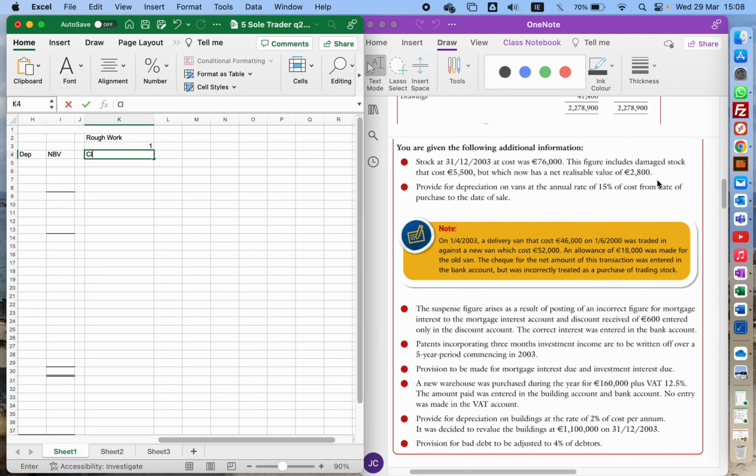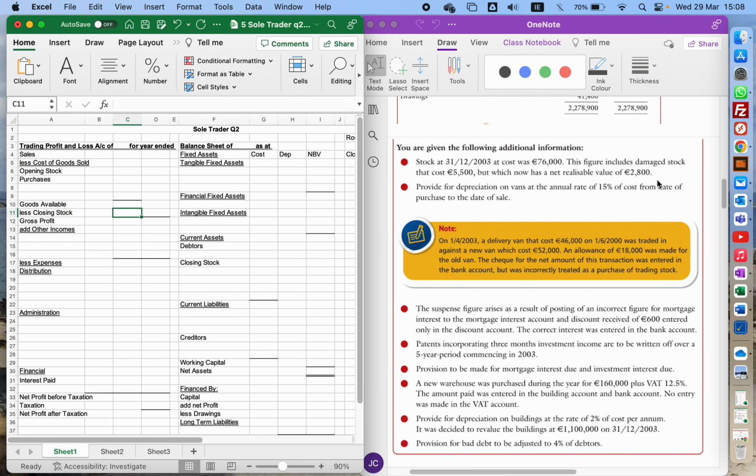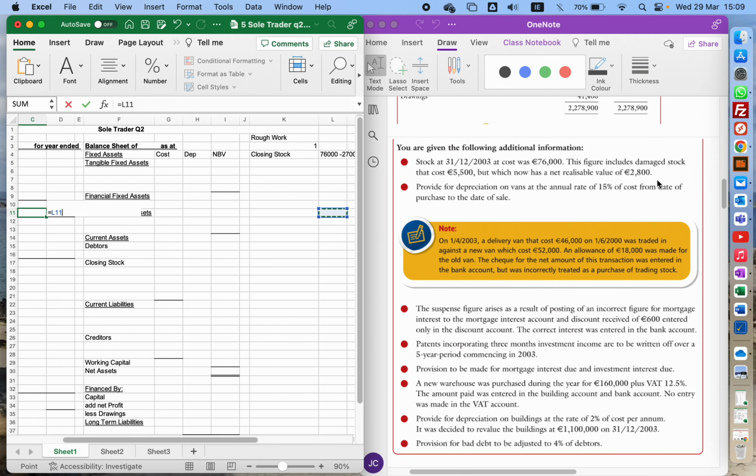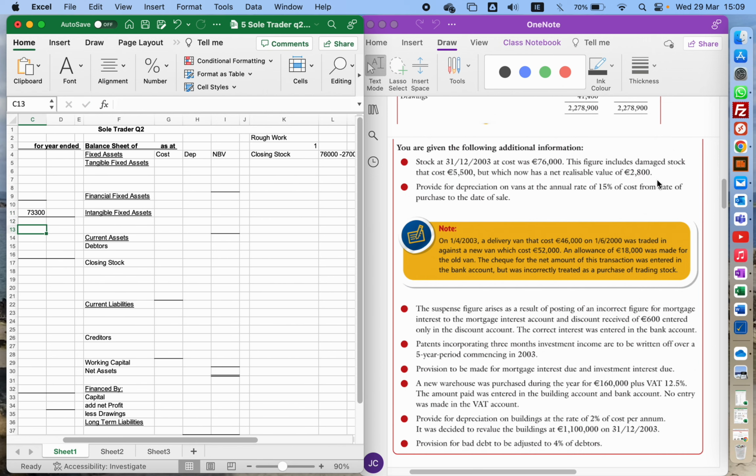So that means my closing stock is worth 76 minus 2.7. Okay, so 73,300. So I'm going to put that straight into where it should go in the question. So closing stock always goes in trading profit and loss. And remember, all of these adjustments we're going to do, they should always appear somewhere twice. And the second place the closing stock goes is in current assets. So I'll put the same number there in current assets. Okay, and that's it. That's as much as you need to do for that first one.